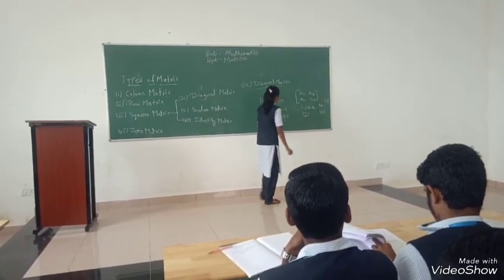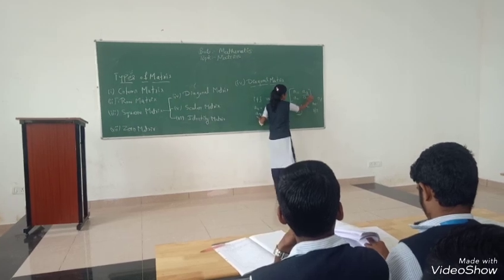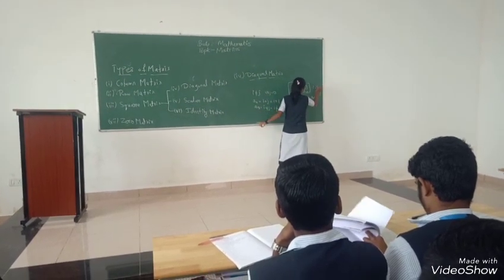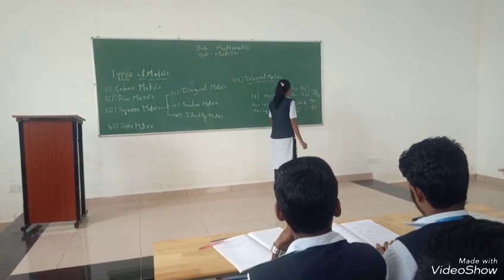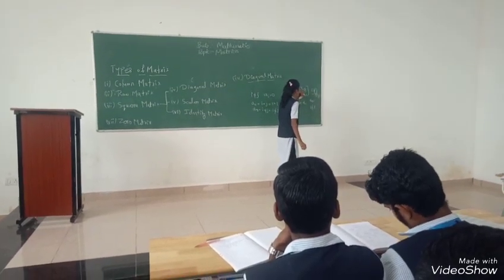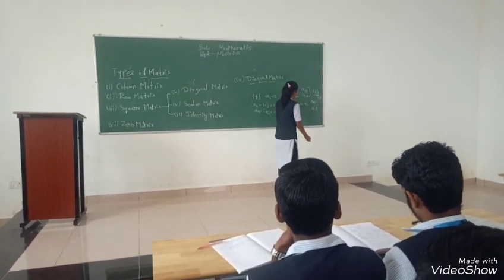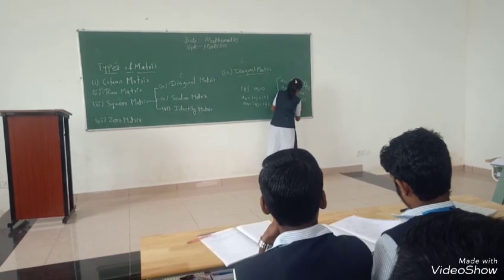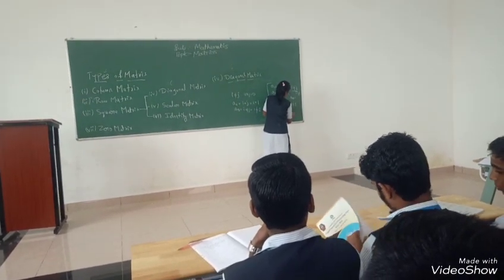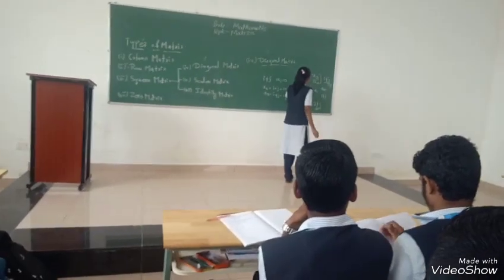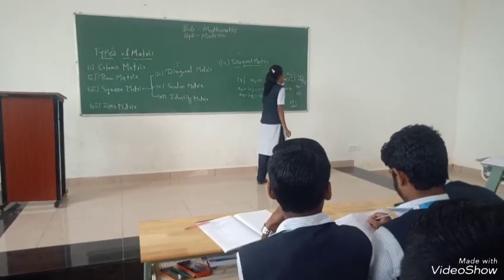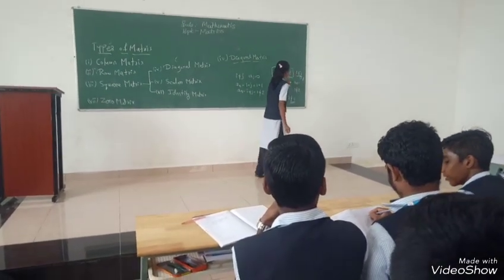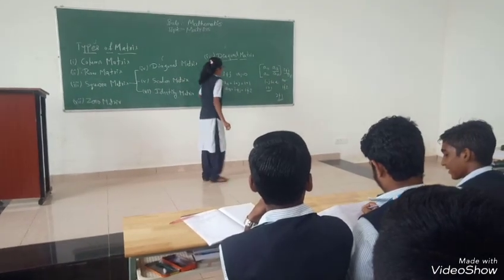Here in the condition, A is not equal to J, so we should not consider this as the diagonal. Here also 2 and 1 are not equal, so we should consider this is not a diagonal matrix and we should consider this is the diagonal matrix according to that condition.